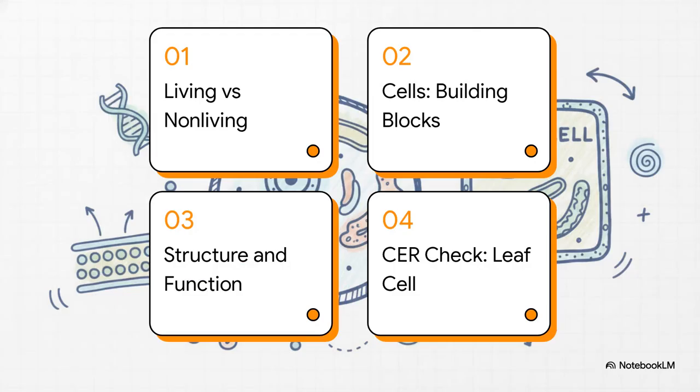Okay, let's dive into this. Here's our clear roadmap for today's explainer. First, we'll do some living versus non-living practice. Second, we'll look at cells, the building blocks. Third, defining structure and function. And finally, a CER check on a leaf cell claim.